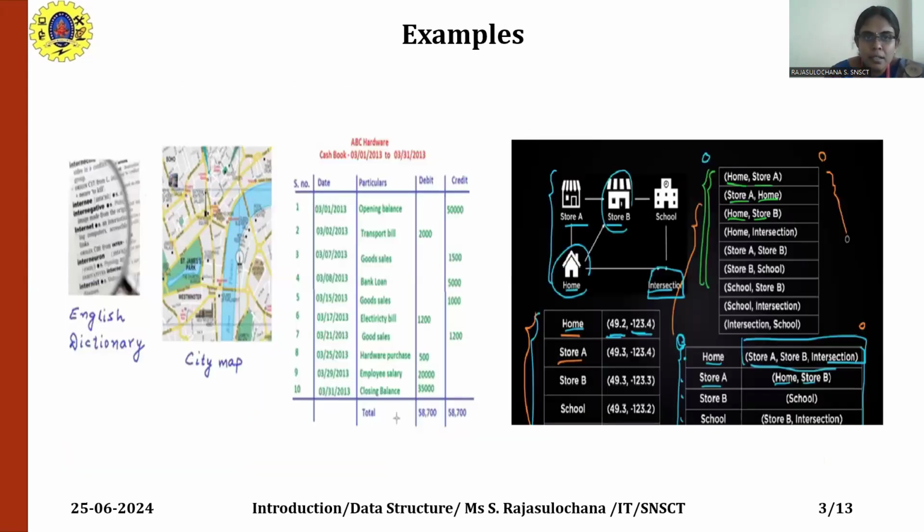Now look into this data. Just look at the second image, where an ABC hardware cash book is displayed. Here the particulars of debit and credit transactions are displayed for each date. If the dates are random, not in an organized manner, for example, 31 March 2013 comes first, and then comes 8th March 2013, you can observe that the dates are not arranged, they are not organized.